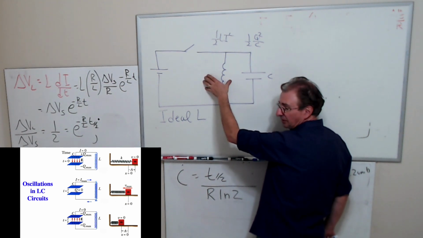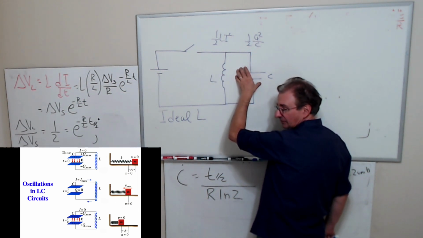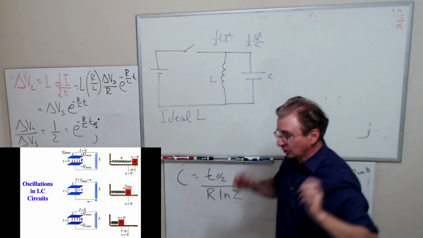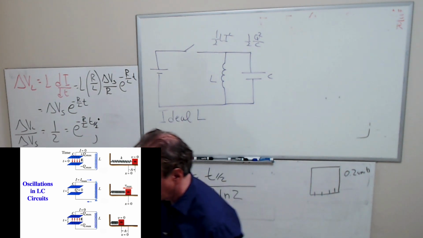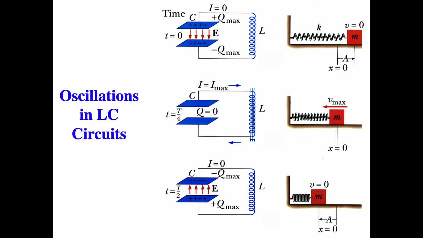Guess what's going to happen? The energy is going to go back to here. Since no energy is lost, the energy is going to go back and forth forever as long as we have no resistance. It's like the mass on a spring problem, where you have energy being converted between potential and kinetic.